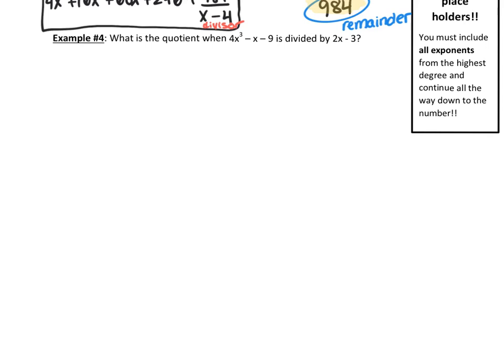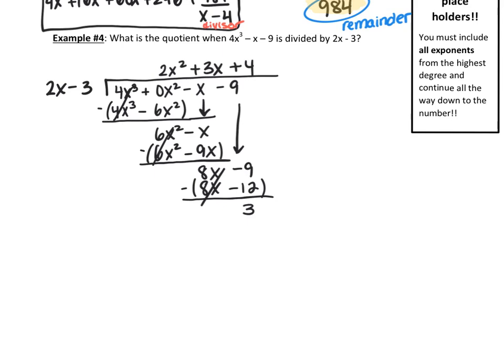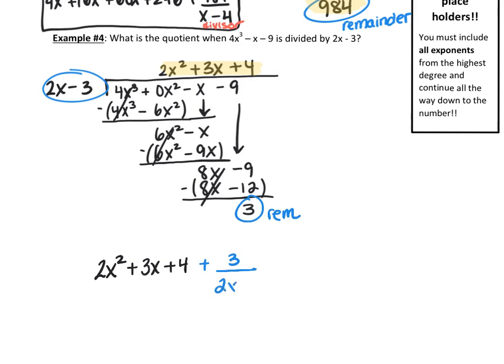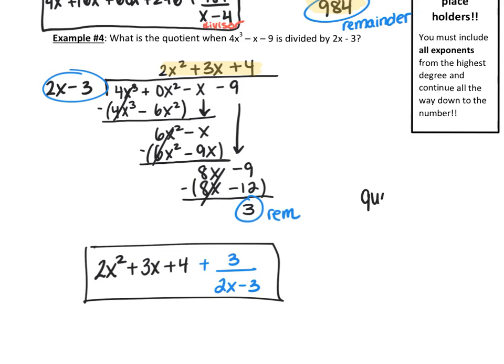Okay, take a look at the work. So your answer is your quotient, which is here. So my quotient is 2x squared plus 3x plus 4. Then the way that we write it is plus the remainder, so plus 3, over the divisor of 2x minus 3. So this is your final answer. So remember, it's quotient plus remainder over divisor.